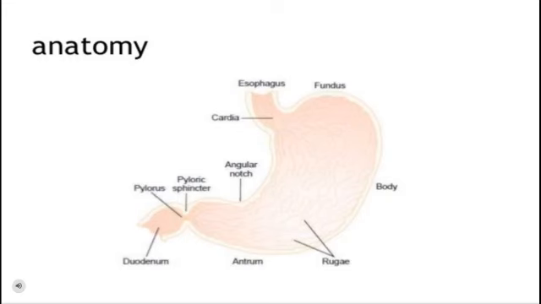Next, coming to the anatomy of the stomach. Stomach has mainly three parts: the fundus, body and antrum. At the bottom it is connected with the pyloric sphincter which connects the duodenum, that is the first part of the small intestine. At the top it is connected with the esophagus. Then the whole structure of the stomach has small infoldings called rugae.